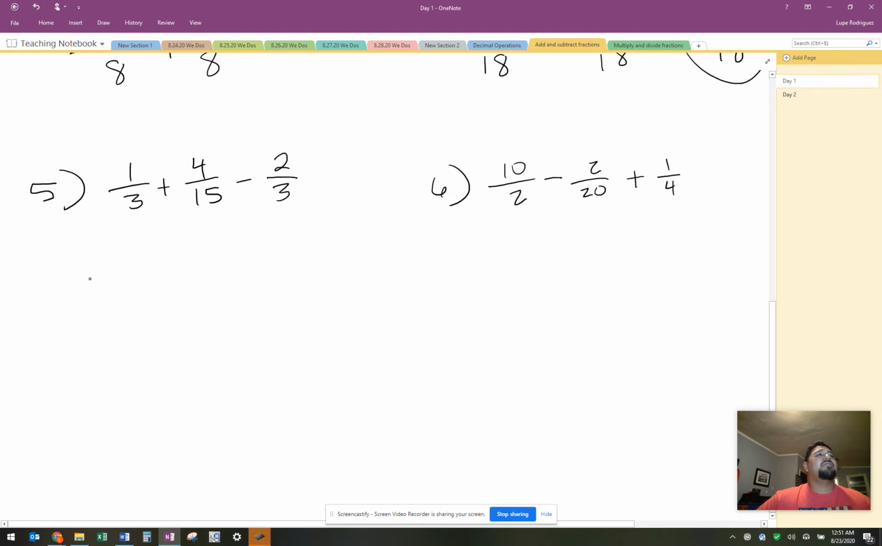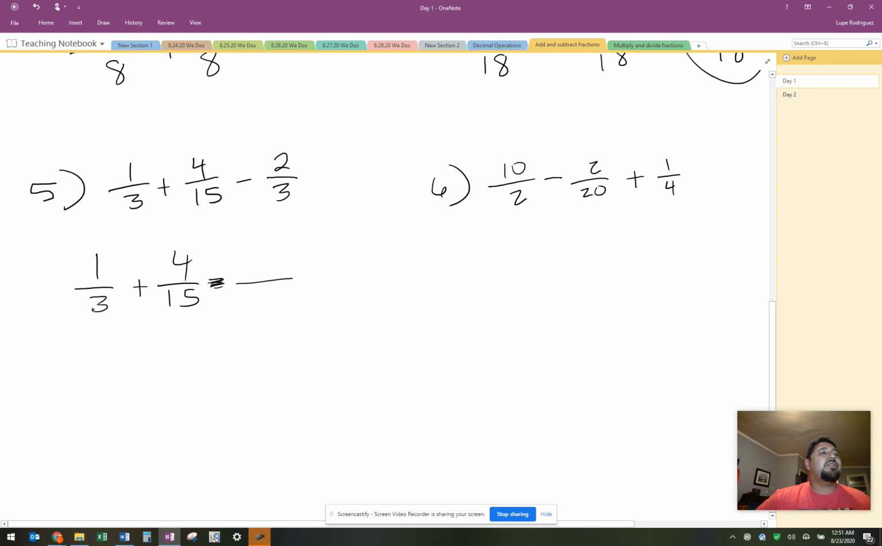Okay, so what I could do first is I could split it up. I could say I'm actually going to do 1/3 plus 4/15 first. So there's 2 ways I can do it. I could do them all together, or I could split it up. So I can see what the answer is here, and then subtract 2/3 from it and find the common denominator again and do it again. You could do that, but I like to do it all at once. But I'll show you this way first.